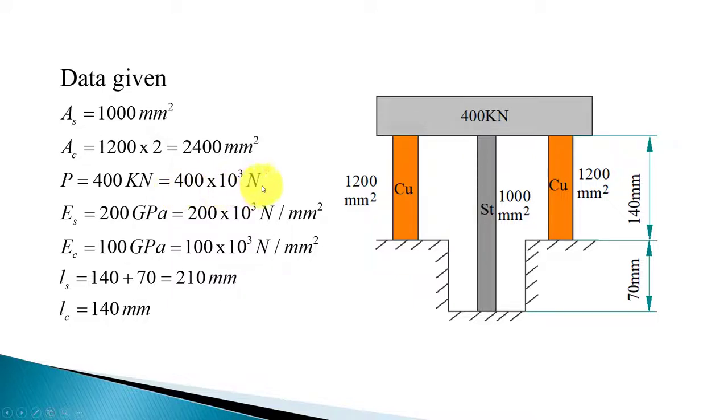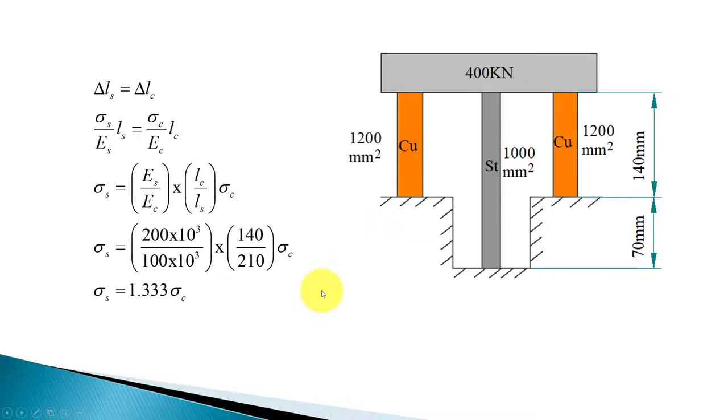It's equal to 400 into 10 raised to 3 Newton. Young's modulus of steel is given as 200 GPa, that is 200 into 10 raised to 3 Newton per mm square. Young's modulus of copper is 100 GPa, that is 100 into 10 raised to 3 Newton per mm square. Length of steel rod is 140 plus 70, that is 210 mm, and for copper rod it is only 140 mm. So this is the given data.